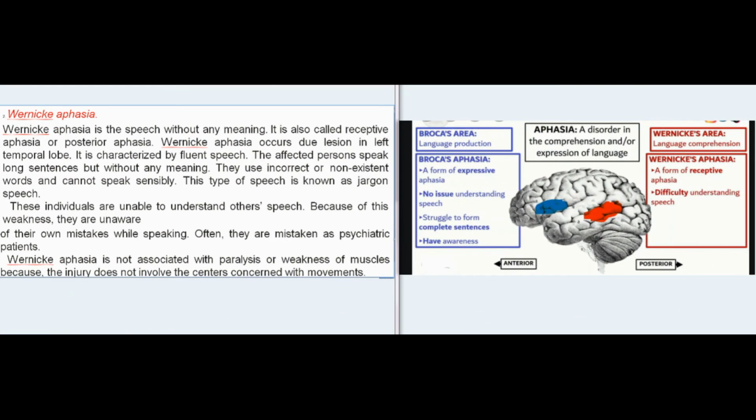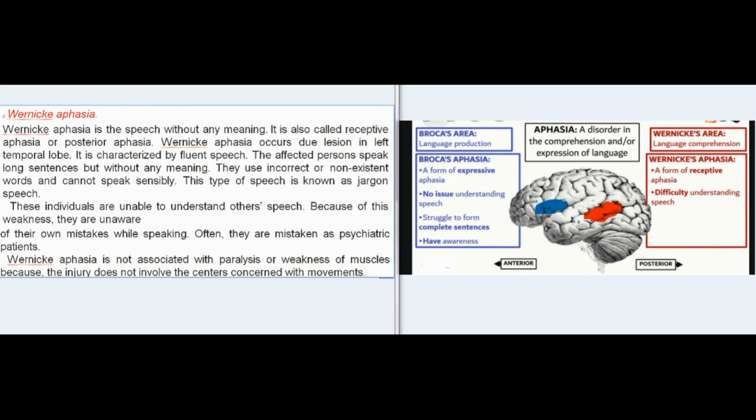Wernicke aphasia. Wernicke aphasia is the speech without any meaning. It is also called receptive aphasia or posterior aphasia. Wernicke aphasia occurs due to lesion in left temporal lobe. It is characterized by fluent speech. The affected persons speak long sentences but without any meaning. They use incorrect or non-existent words and cannot speak sensibly. This type of speech is known as jargon speech.